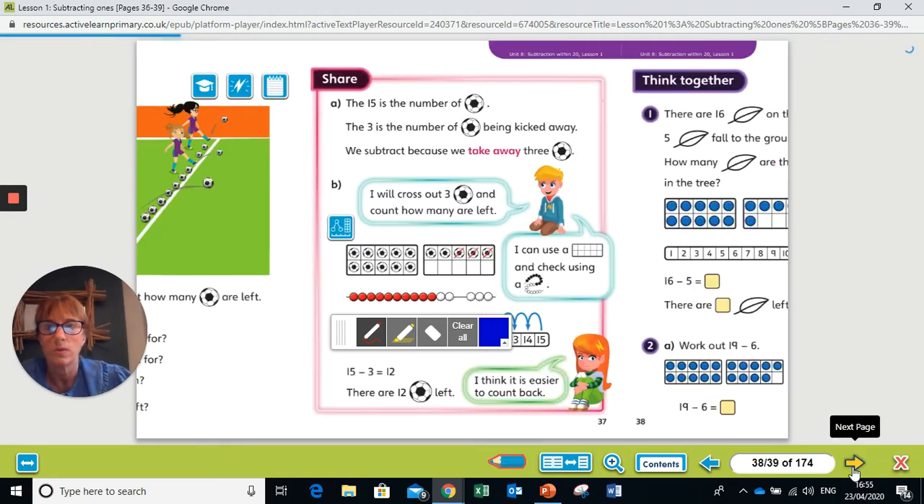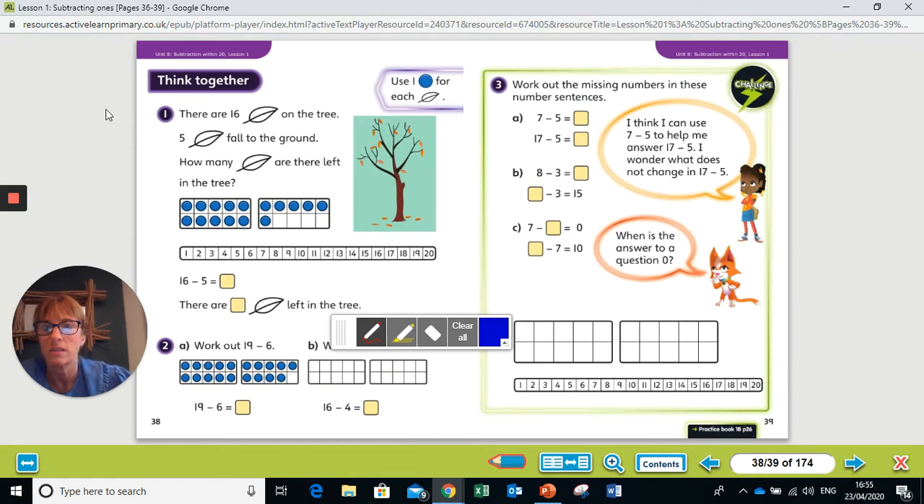Right, let's move forward and see if we can work together on this question. Have a look at the picture. Looks like a tree with some leaves on the tree and some leaves on the ground. There are 16 leaves on the tree. 5 leaves fall to the ground. There they are. How many leaves are left in the tree? So we need to do a subtraction. We need to do a takeaway sum.